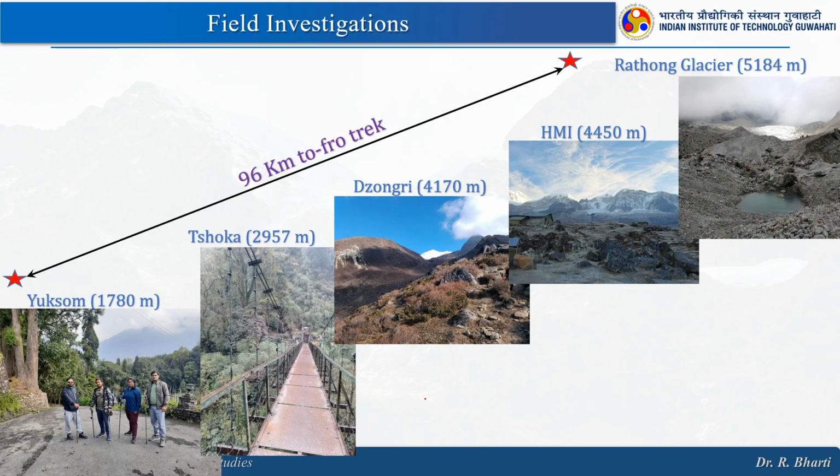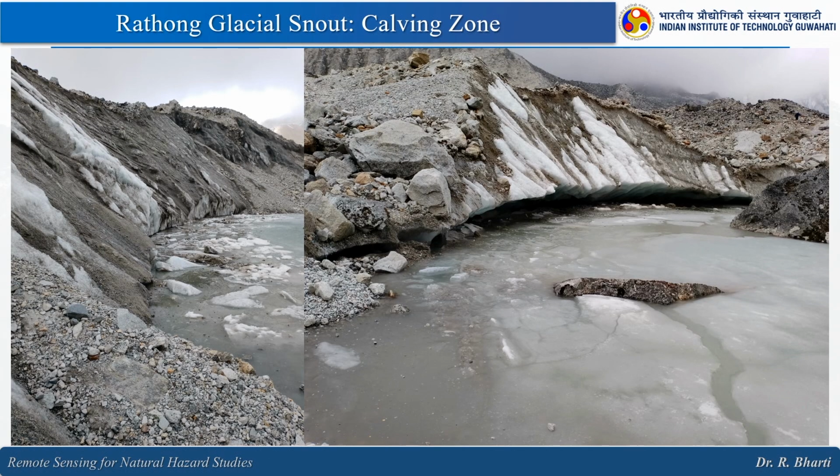So, it is from one of the field investigations where we have trekked 96 kilometers to collect the in situ data sets, and these are some of the photographs from the field, so that you will be able to understand how glacial lakes look in the field or in nature, right. So, this is the calving zone, you can see.